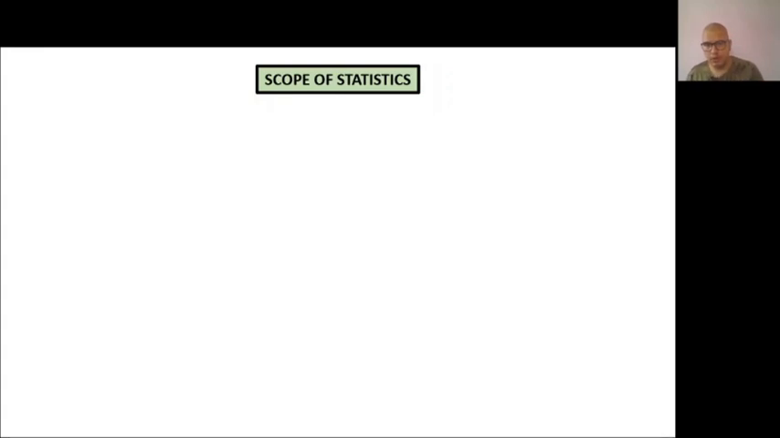Today we are going to discuss the topic scope of statistics. As you all know, we have already discussed the definition of statistics so far, and the definitions of economics as given by Adam Smith, Alfred Marshall, Lionel Robbins and Paul Samuelson. Today we are going to discuss the scope of statistics and the functions of statistics.